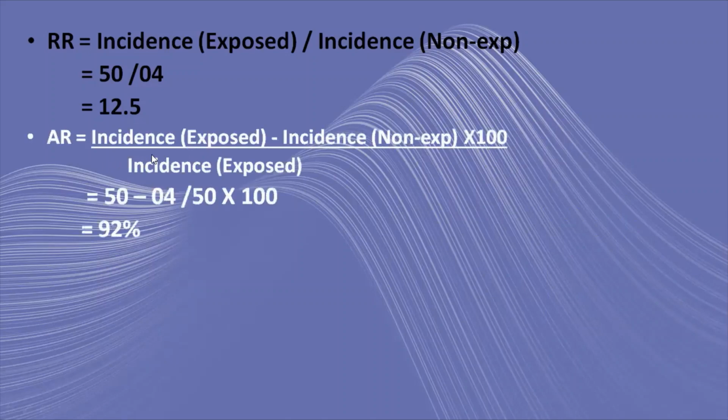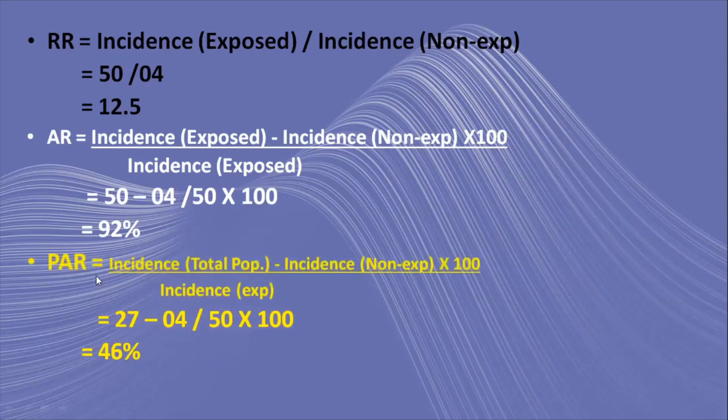Coming to attributable risk, it is the incidence among exposed minus incidence among non-exposed divided by incidence among exposed into 100. So 50 minus 4 divided by 50 into 100. So it comes to 92%. So 92% of the disease can be attributed to the smoking, or to the exposure.